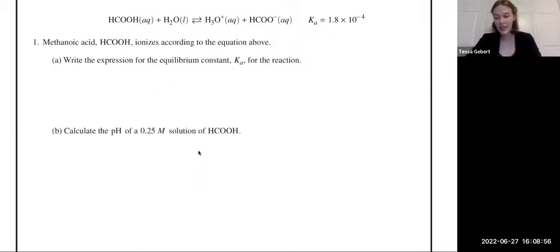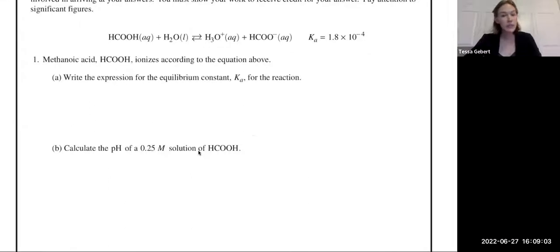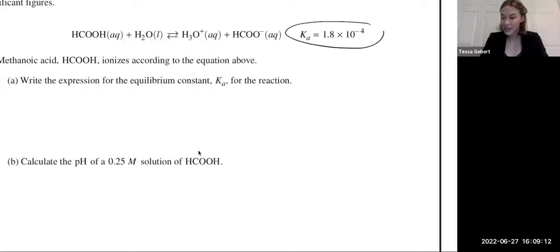Methanoic acid, HCOOH, ionizes according to the equation above. Write the expression for the equilibrium constant Ka for the reaction. So if you were my student, I would probably first draw your attention to the Ka. So Kas are only going to be associated with one very niched concept in chemistry. And I would hope that you know that it's weak acids. And then for weak bases, there's the Kb. And then I'd ask you probably what exactly is the Ka?